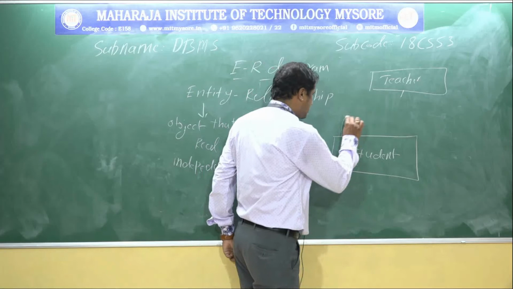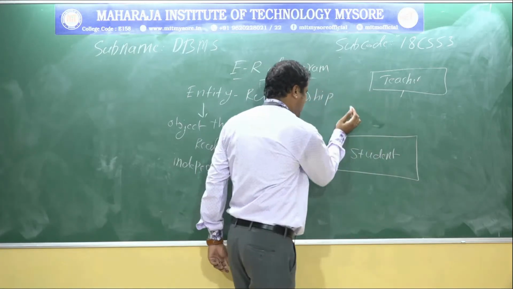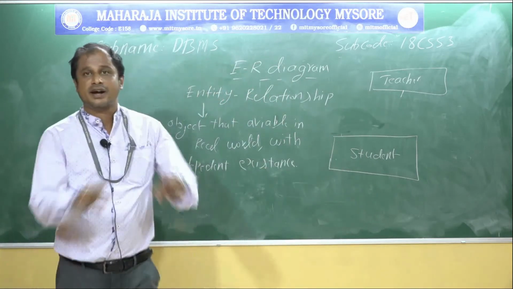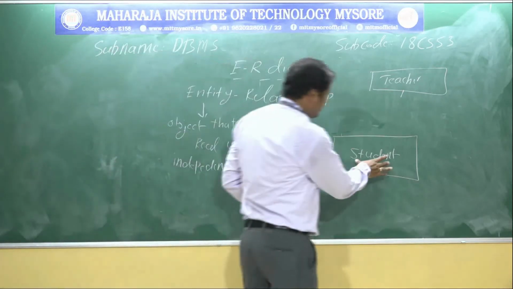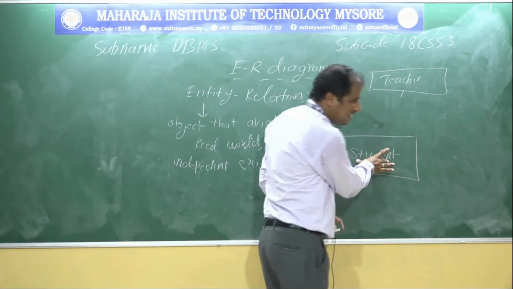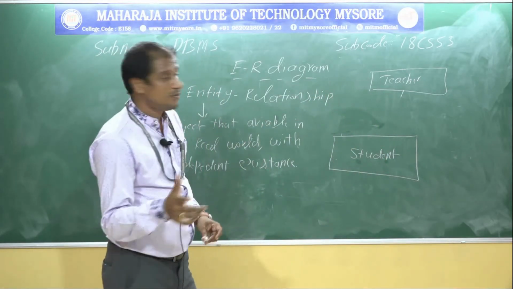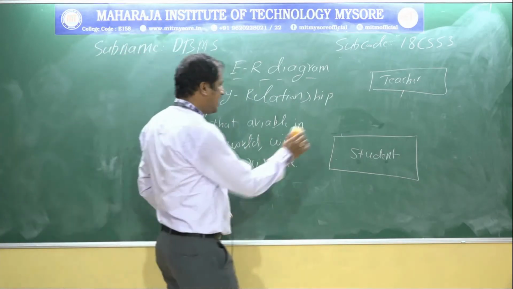So it looks like this. It is an entity set. It is an entity. Rectangular representation. Write the name of the particular entity or table that you want, which has an independent existence, inside the rectangle. Okay, this is an entity.